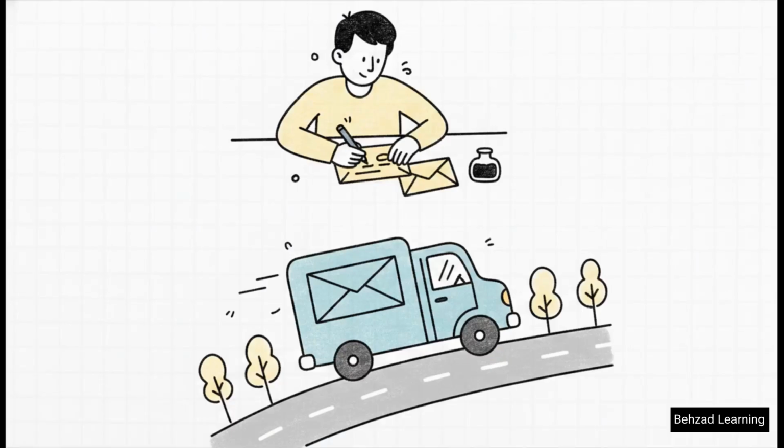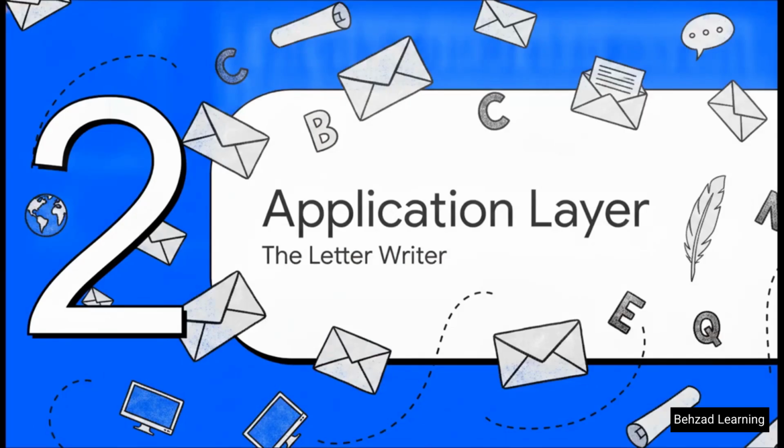To make this a bit more concrete, think of the top layers as the people actually writing the letters and choosing the shipping method. The bottom layers, they act as the postal service, doing the actual physical delivery. Whether you're sending a letter across the street or all the way across the globe, the way you write that letter and stuff it in an envelope remains exactly the same. The postal network figures out the rest of the heavy lifting. Let's meet our letter writer.